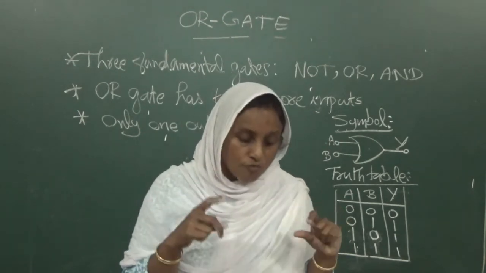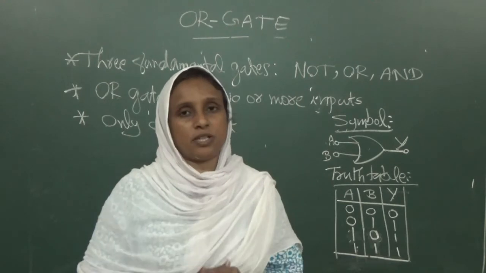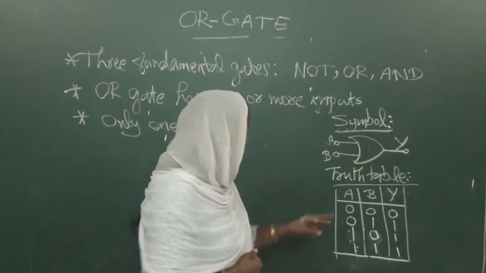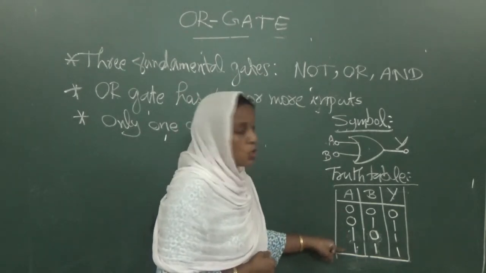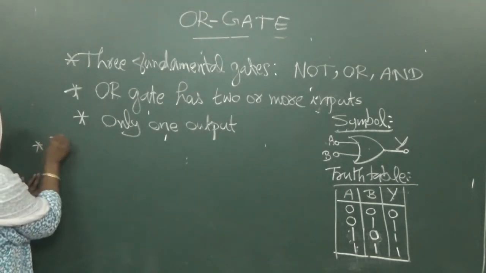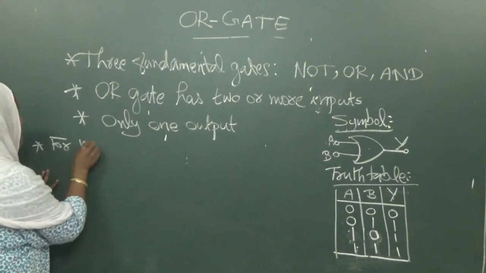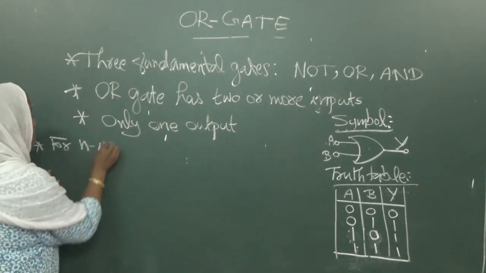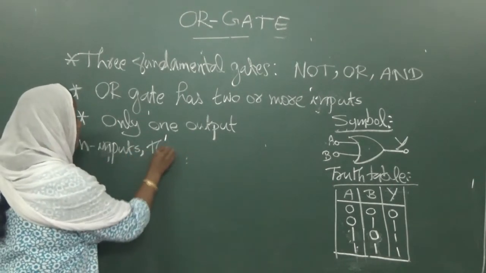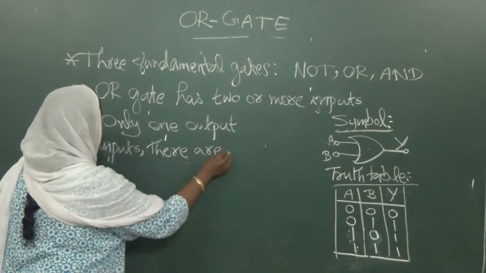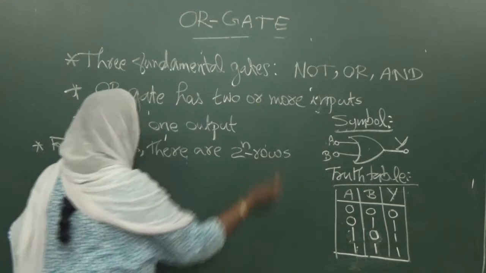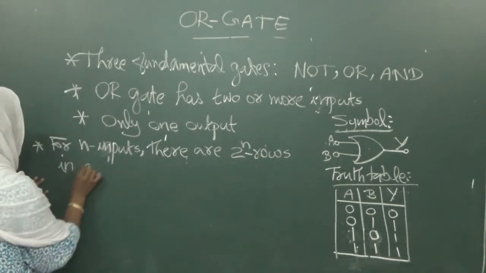Okay. So, if there are n inputs for an OR gate, then we have 2 raised to n rows. Right? So, for n inputs, there are 2 raised to n rows in a truth table.